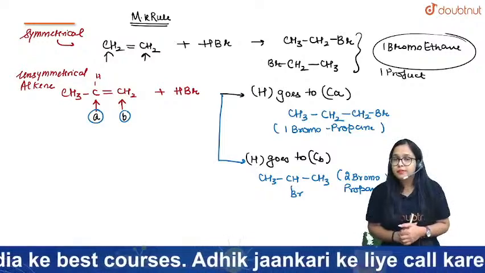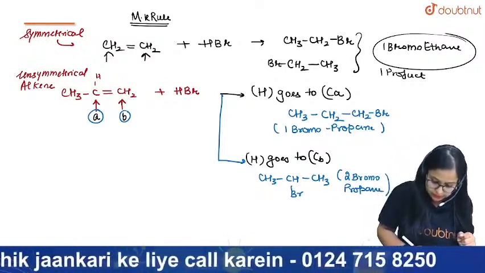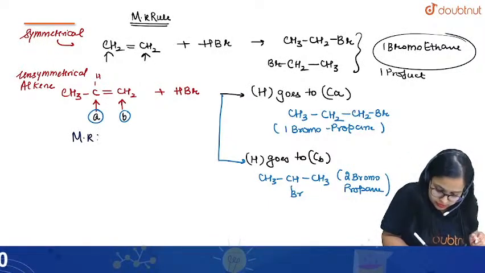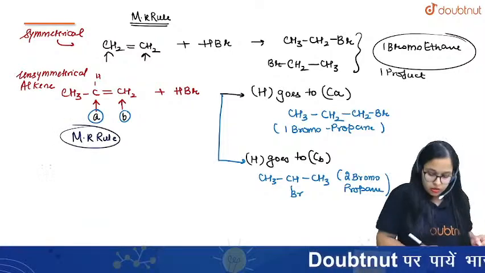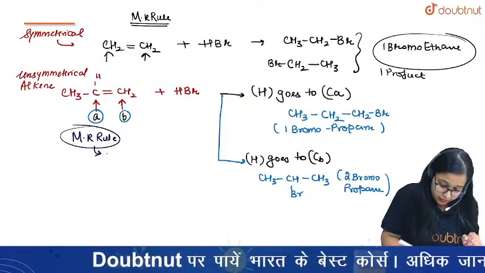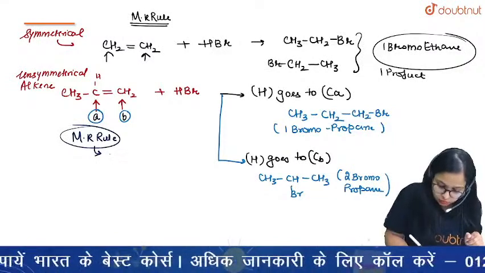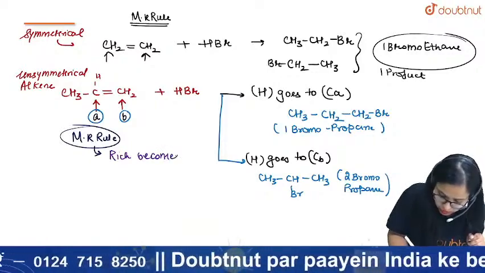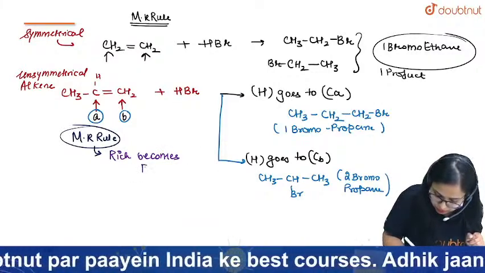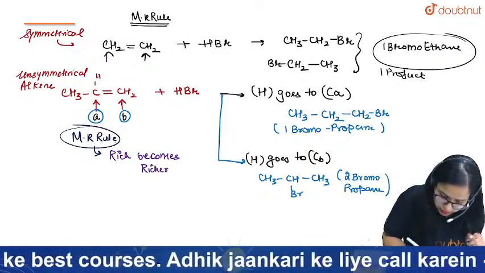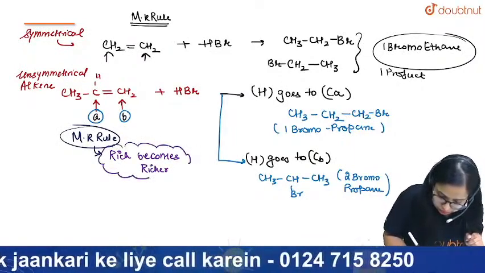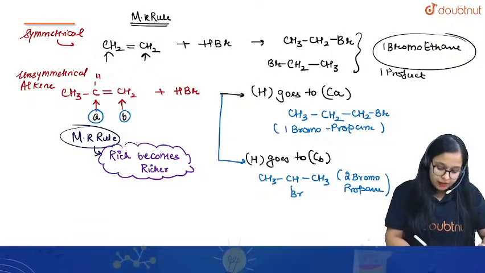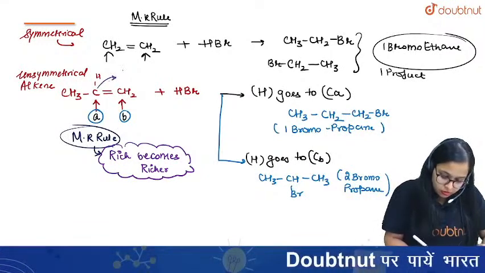Now, which is major? Is 1-bromopropane major or 2-bromopropane major? How do we decide that? This was decided by the Markovnikov rule, which we have already discussed. According to the Markovnikov rule, I gave you one line that you must remember: rich becomes richer. This was my technique to learn the Markovnikov rule. My teacher told me this. Now, rich in what context? If I talk about carbon number A, how many hydrogens does it carry?